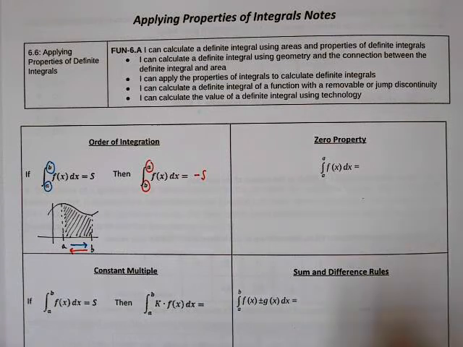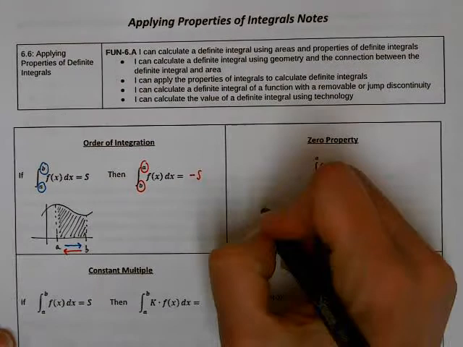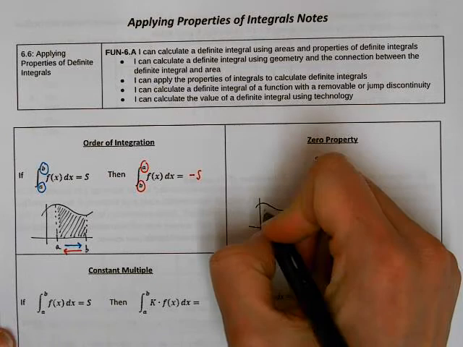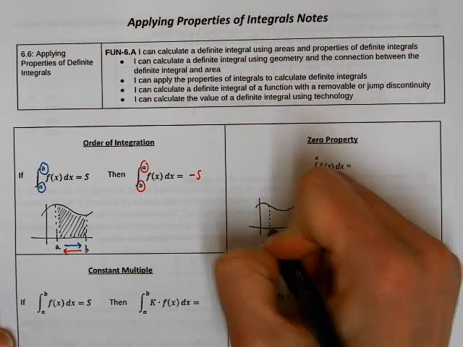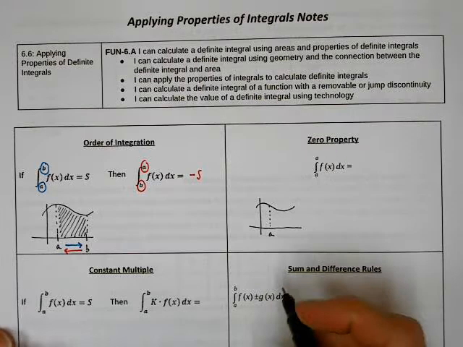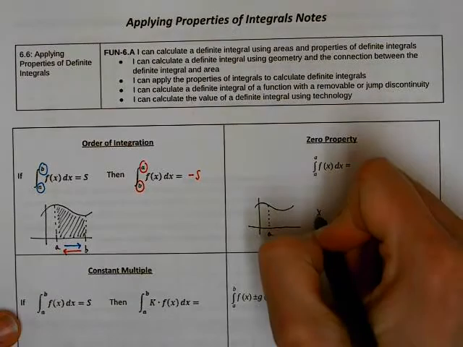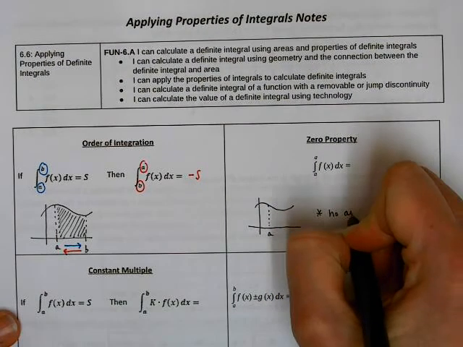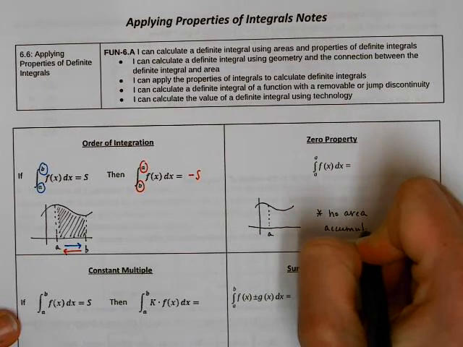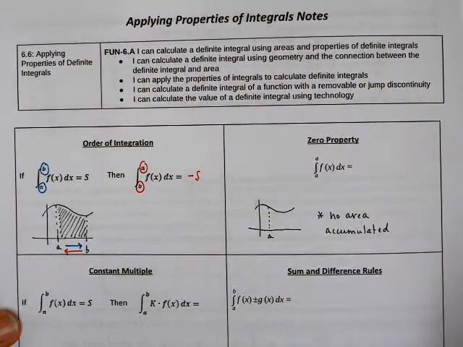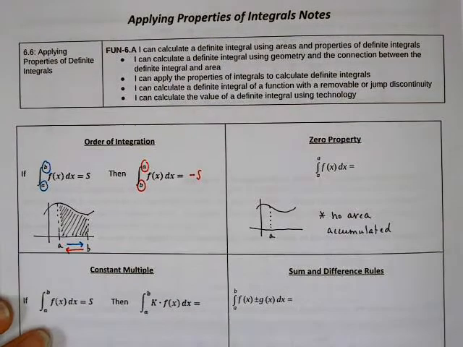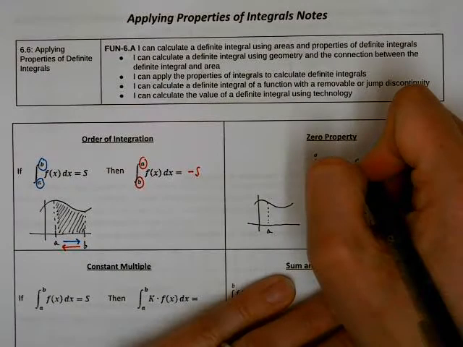The second property is called the zero property. This one says the integral from a to a of f of x dx. If I just integrate from a to a, I haven't accumulated any area, so there is no area accumulated. Since my integral represents an area, the integral from a to a of f of x dx is just equal to 0.